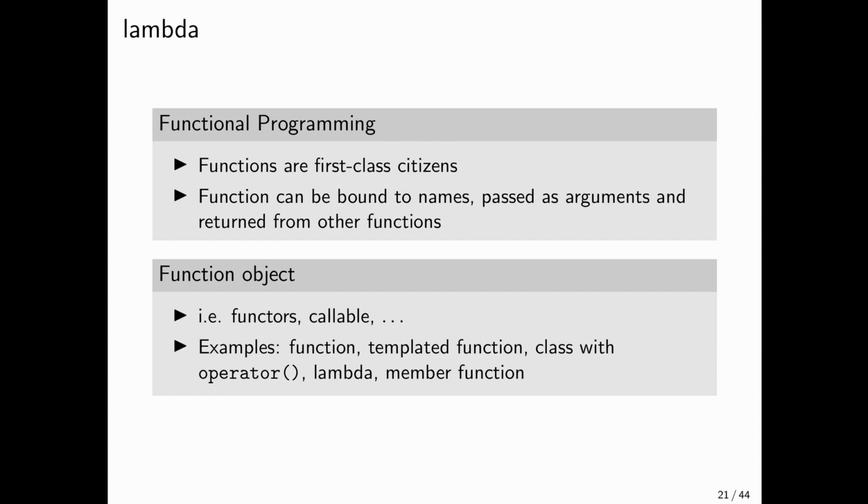So what is functional programming? In functional programming, the functions are first-class citizens, meaning that they can be bound to names, passed as arguments, and even returned from other functions. A function object is something which you can call. Usually they are also called functors or callables, depending on the language. In the standard, it's defined as a function object. But if you're coming from Haskell or other functional languages, they usually call them functors. In C++, the examples are functions or templated functions, a class with an overloaded call operator, the previously mentioned lambda, or a member function. So anything I can call is a function object.